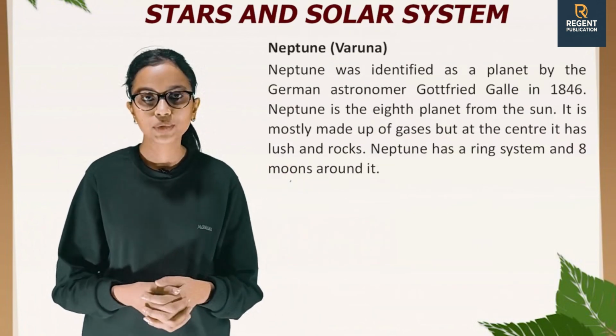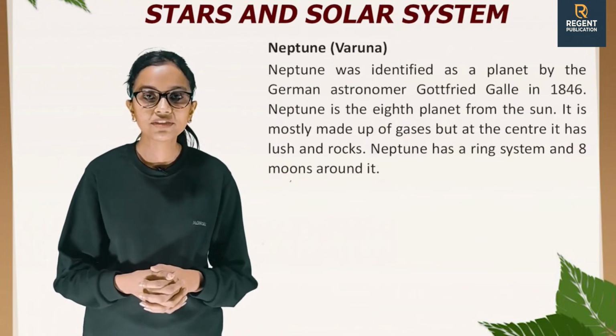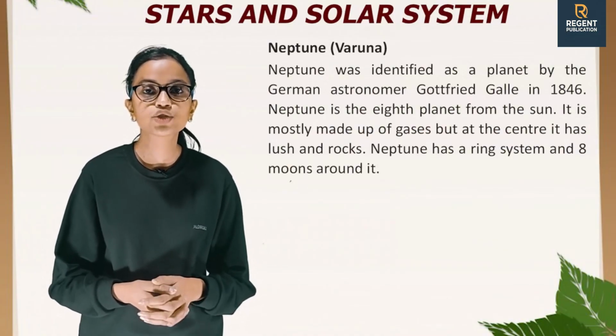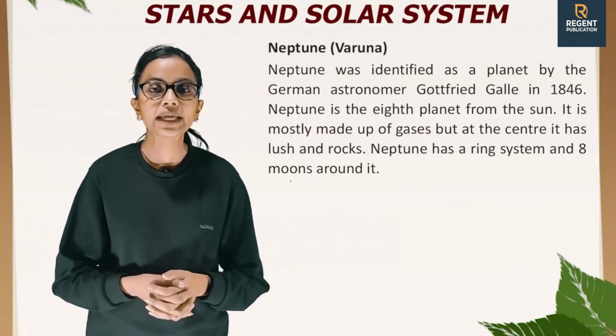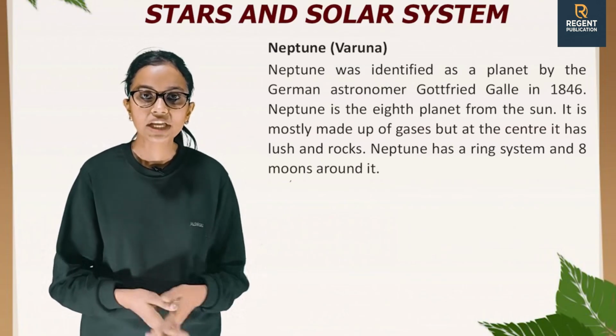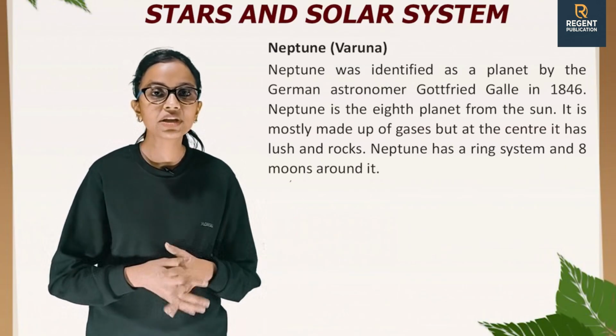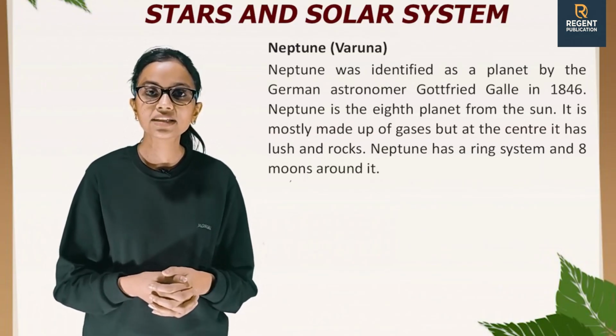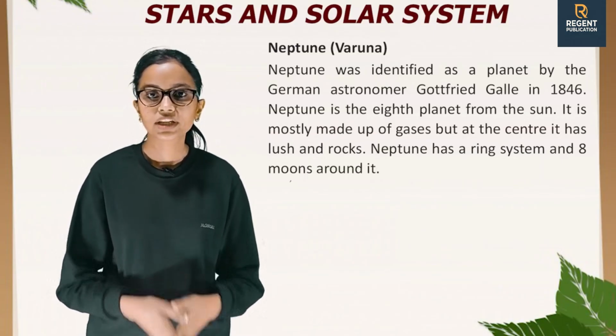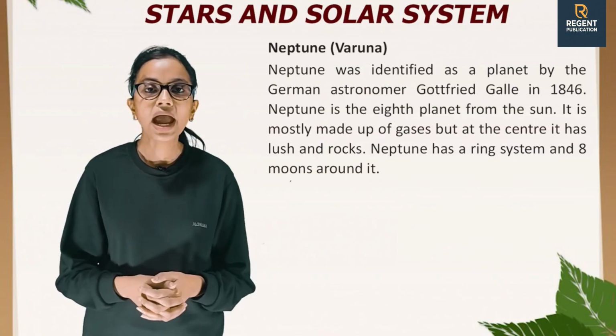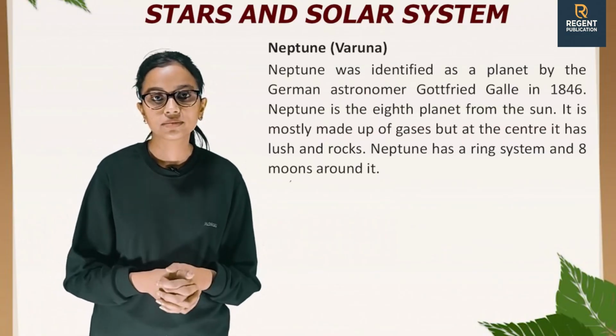Neptune, Varuna. Neptune was identified as a planet by the German astronomer Gottfried Galle in 1846. Neptune is the 8th planet from the Sun. It is mostly made up of gases, but at the center it has slush and rocks. Neptune has a ring system and 8 moons around it.